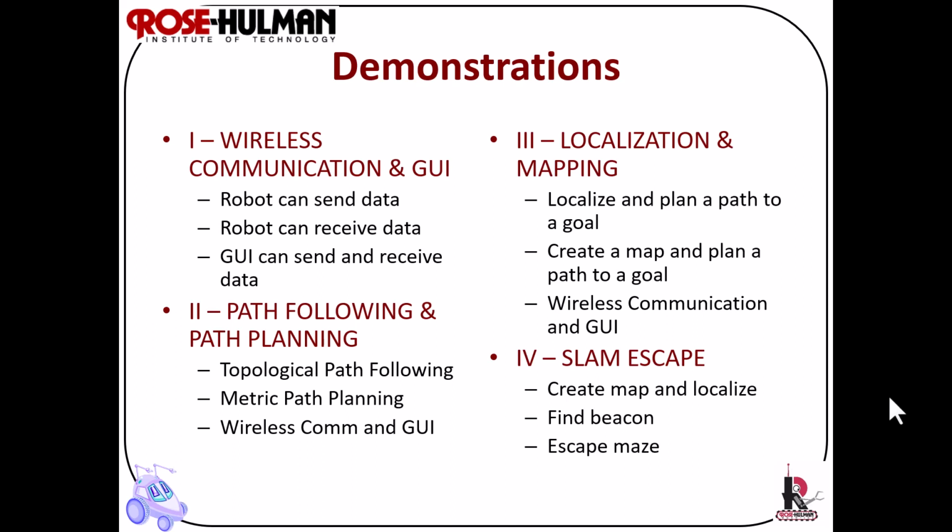Part 3 will be based upon localization and mapping, where you will show that given a known world, the robot can localize and plan a path to a goal, where you display the start position, the goal position, and then it goes somewhere in the world. Then you're going to have a coverage algorithm for creating a map. And once the robot has accurately created the map, you can plan a path from a start to a goal position inside that map. Wireless communication and GUI should still be working at that point. And then SLAM Escape is where the robot creates a map, localizes in that world, finds a beacon, and then escapes the maze. And once again, wireless communication and GUI are expected for that part.